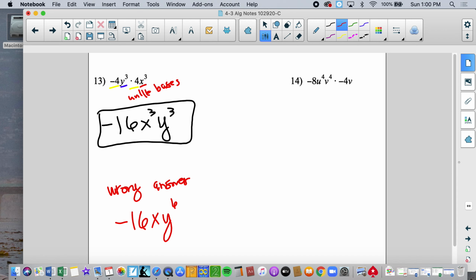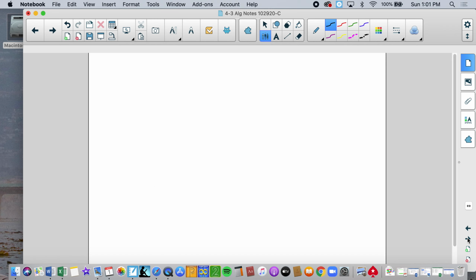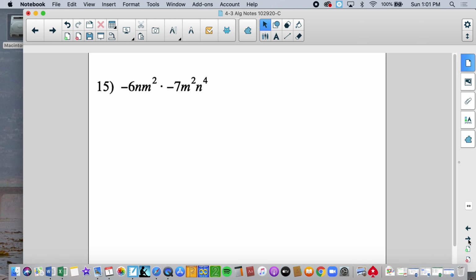And let's try this one. You have a negative 8 times a negative 4, which is positive 32. You have u to the fourth, doesn't have a partner. And then you have v to the fourth and v to the first. So that's v to the 4 plus 1. So your answer is 32, u to the fourth, v to the fifth. Alphabetical order. All right.